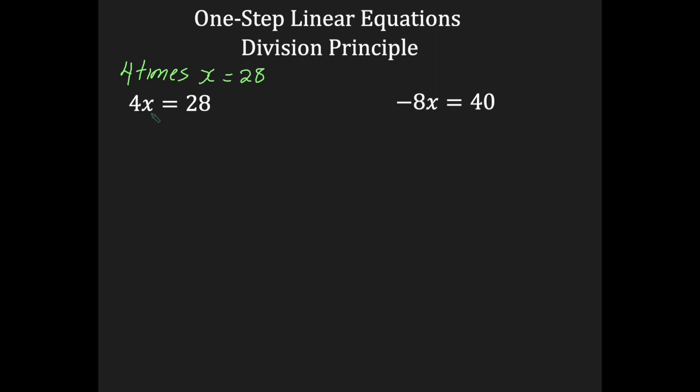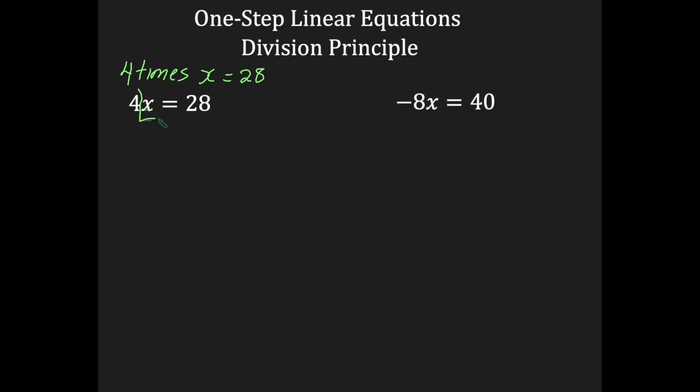Now, how do I know it's times? Usually, if they want you to add something, they'll put a plus sign. If they want you to subtract, they'll put a minus sign. If they want to emphasize division, they use a fraction bar. So if I don't see any addition, subtraction, or division, then it's multiplication by default. So when the coefficient is next to the variable, that is multiplication. So this is 4 times x equals 28.